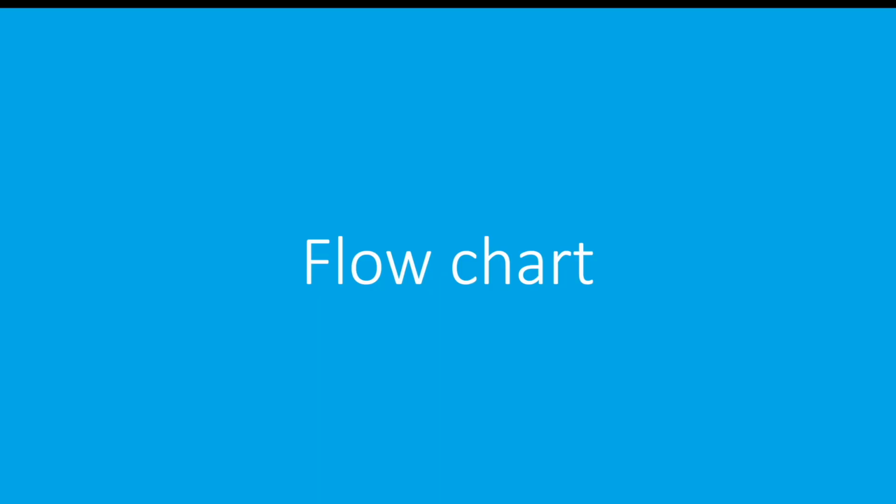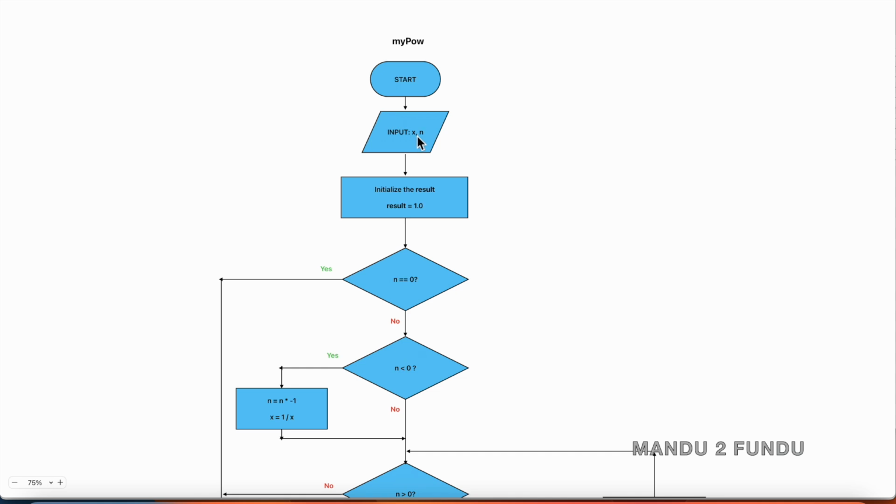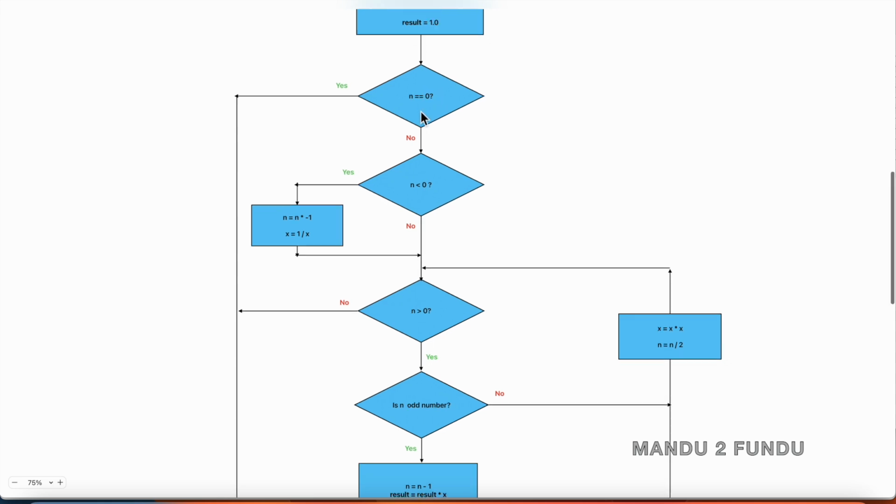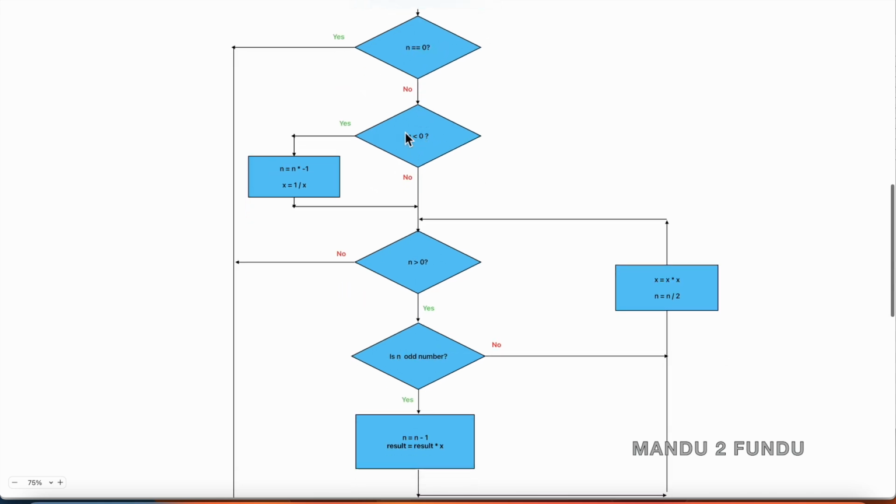Let's look at the flowchart. Input for this procedure is the base number x and the exponent n. First we initialize the result to 1 and then we check whether the exponent is equal to 0. Anything raised to the power 0 is 1, so we simply return the result value 1. Otherwise we check whether the exponent is negative. In that case we make it positive by multiplying it by -1 and then update the value of x by its reciprocal, 1 divided by x.